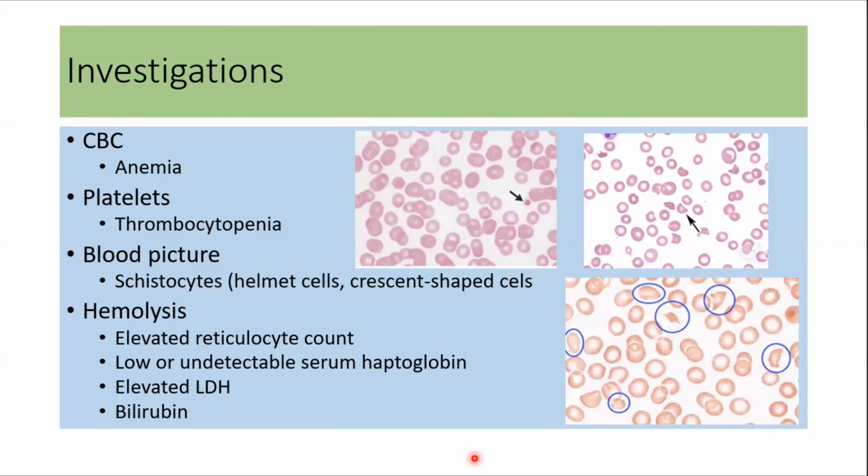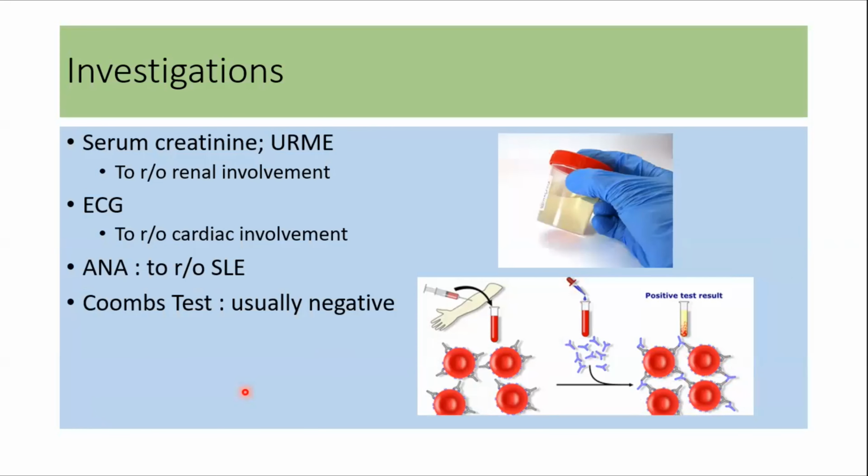Other investigations might include CBC to look for anemia. There can be thrombocytopenia. In the blood picture, the patient will have these crescent cells, helmet cells. There can be features of hemolysis like elevated reticulocyte counts, low or undetectable serum haptoglobin, elevated LDH and bilirubin. Similarly, serum creatinine and urine RE are done to rule out renal involvement. ECG is done to rule out cardiac involvement. ANA is done to rule out SLE, and Coombs test can be done, which is usually negative.